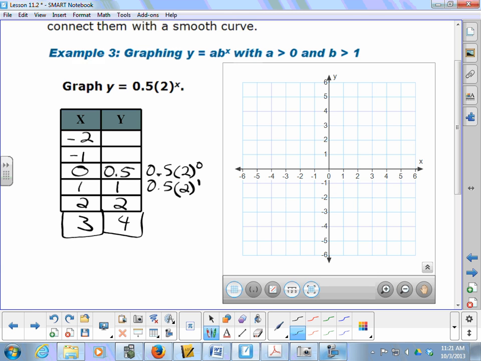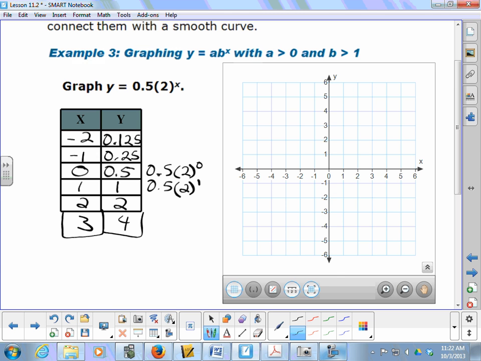So let's work backwards then. If I'm multiplying by 2 when I go to x is 1, x is 2, and x is 3, what if I go to negative values? What do I need to do? Instead of multiplying by 2, to go the other direction, I have to divide by 2. So if I take 0.5 and divide by 2, what do I get? 0.25. 1/4 is half of 1/2. And then I divide by 2 again, and half of 0.25 is 0.125.